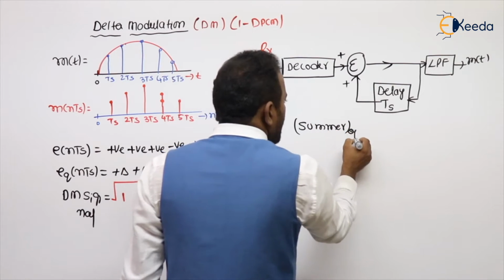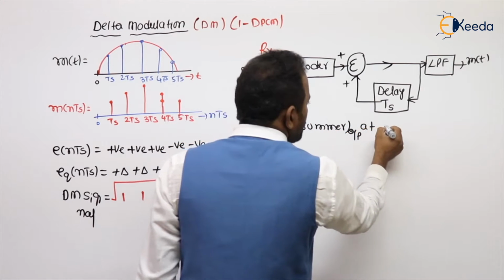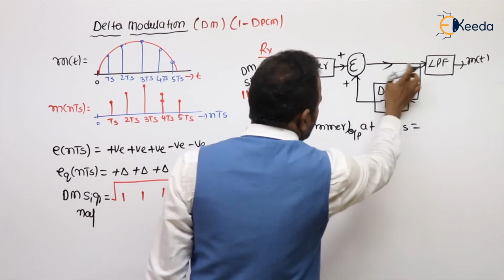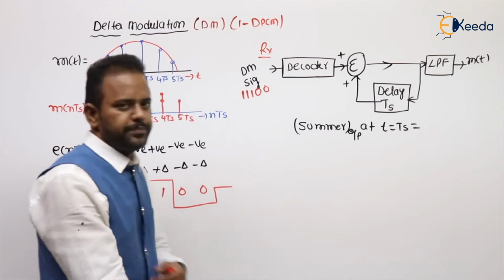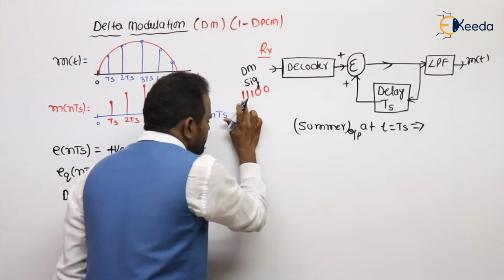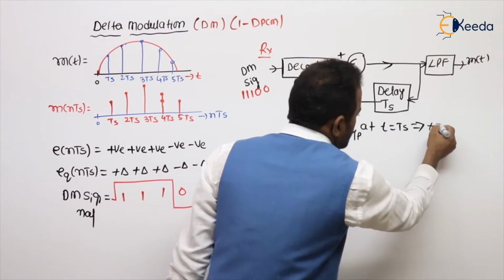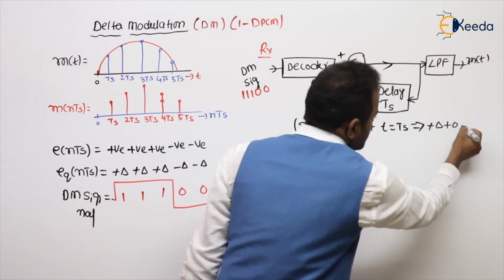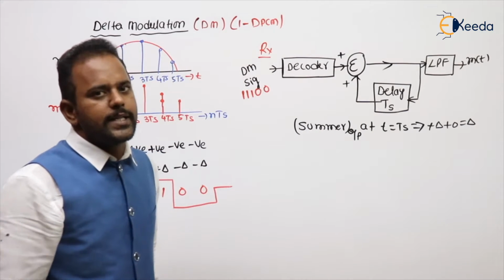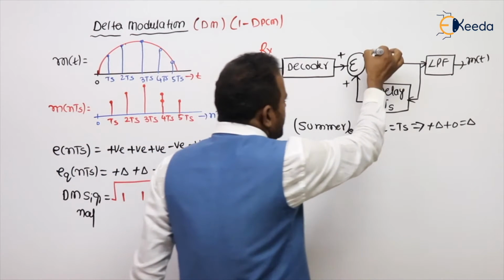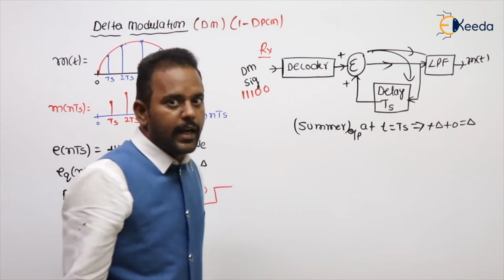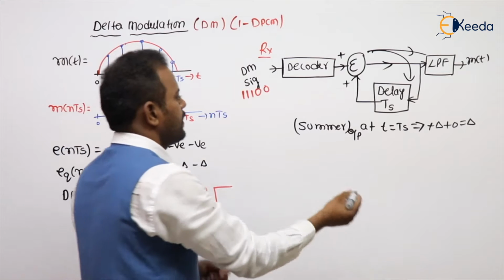Summer output as well as low pass filter input, both are the same at T equal to TS. At T equal to TS, the first bit came as 1. 1 means the decoder output is plus delta. Just now the operation has started, so nothing will be there in the delay. So the output is delta. Now that delta is going to the low pass filter as well as being stored in the delay. Try to understand.